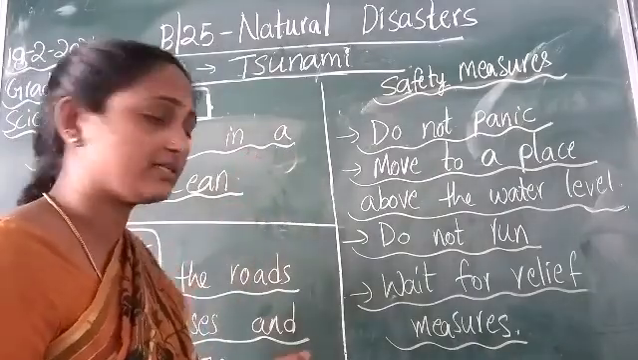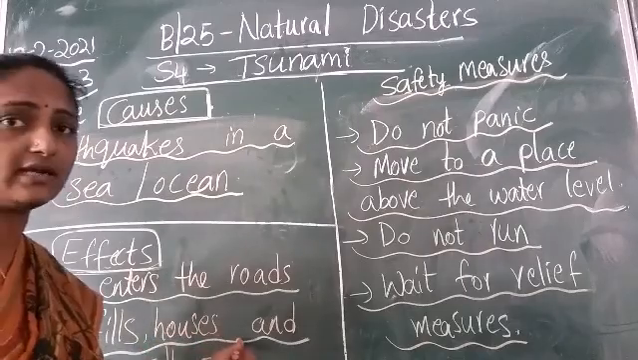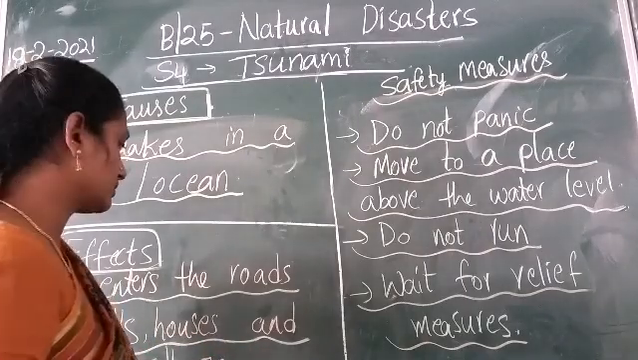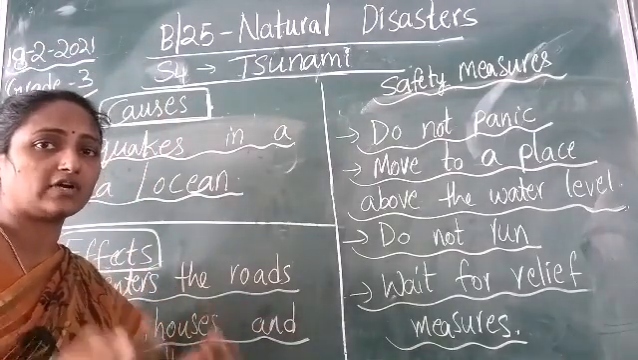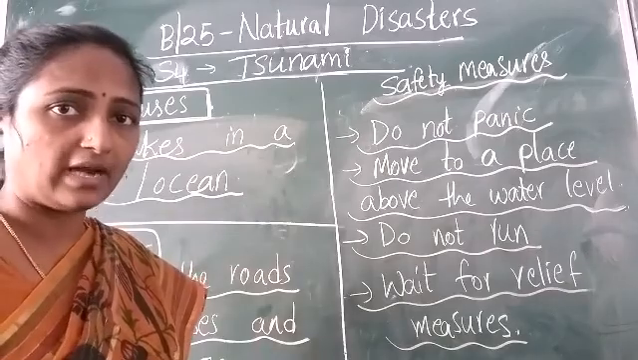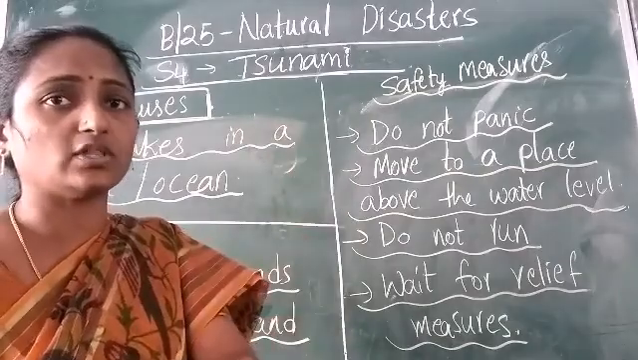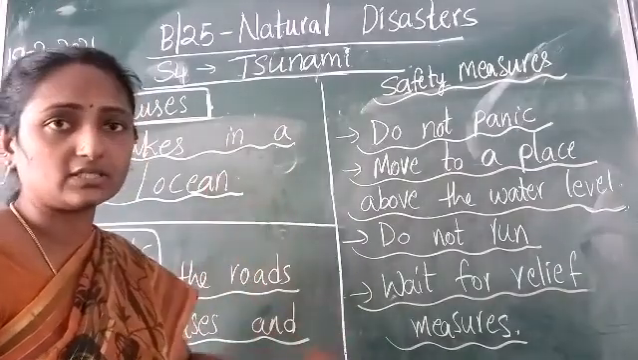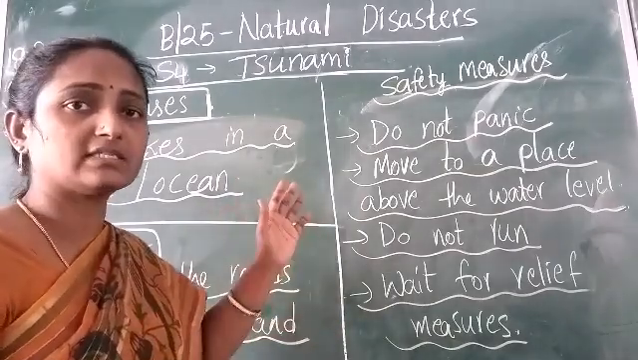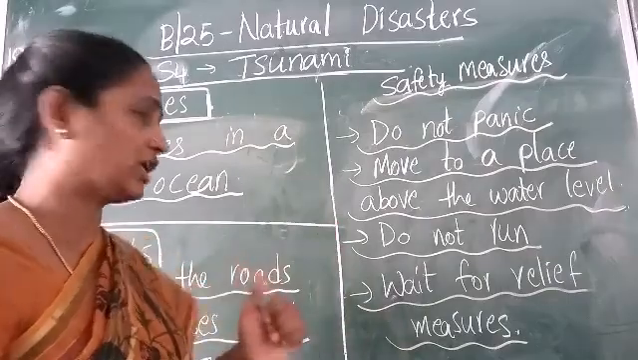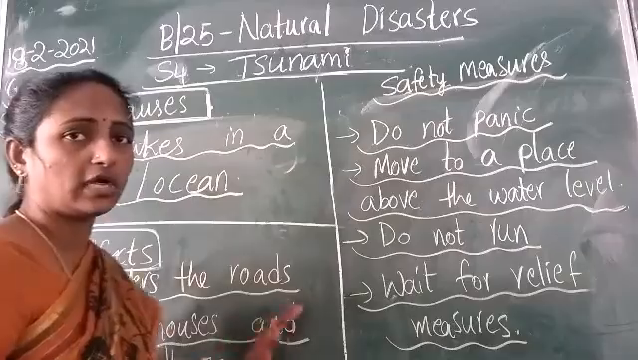And what are its effects? The water enters the roads and fills houses, and buildings will collapse. So when the water flows onto the land, what happens? Whatever things are present on the land part will collapse. With high pressure, the waves are hitting the land, so the buildings will collapse. Trees, plants, animals, people will float away.